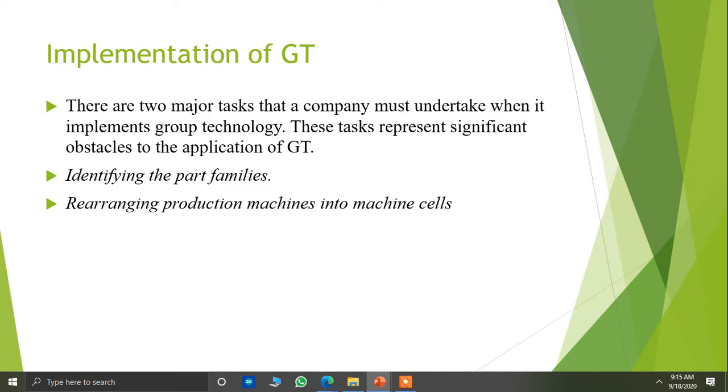Can you tell the sequence of apparel manufacturing?